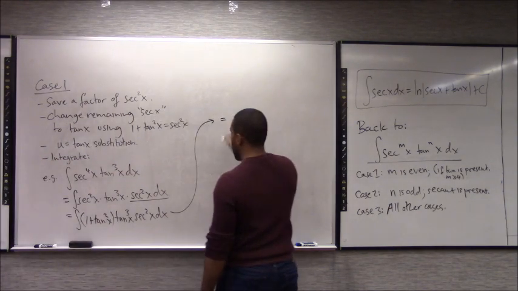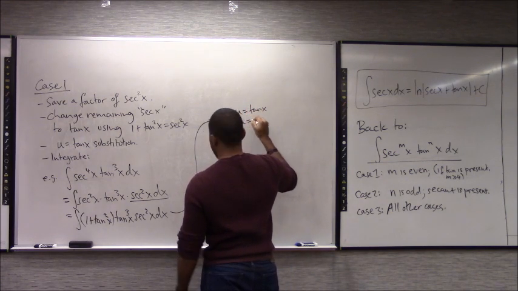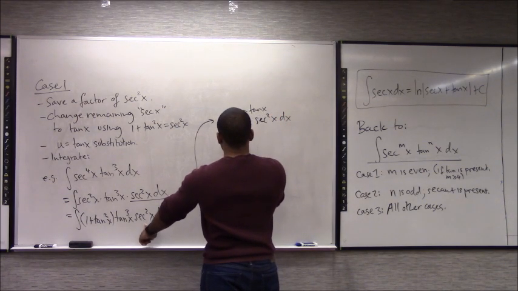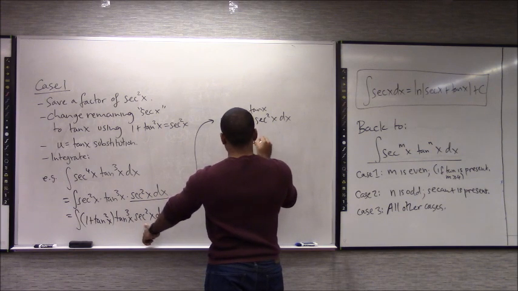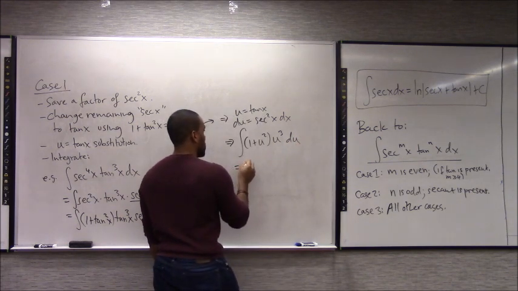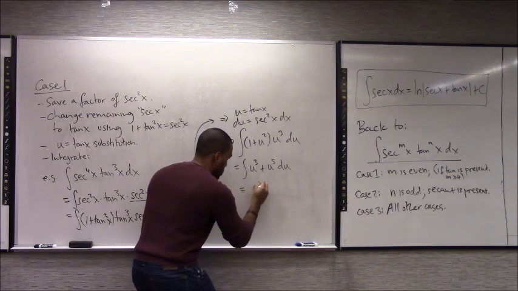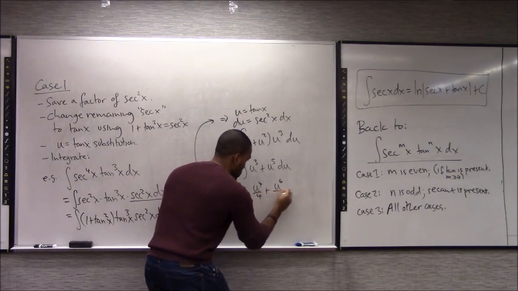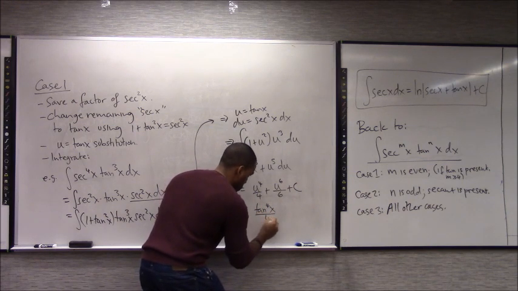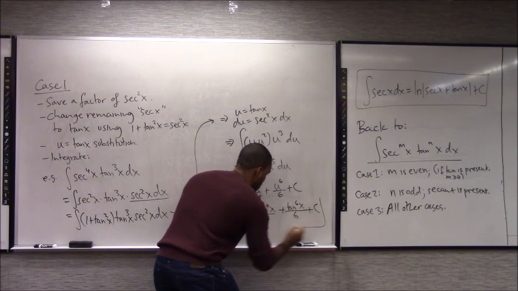Now, if I do u equals tangent, my du is going to give me that secant squared that I had saved over here. And the integral is going to just become, I'm just going to replace all those tangents with u's. So that's u cubed plus u to the 5th, and that's u to the 4th over 4 plus u to the 6th over 6 plus c. Tangent to the 4th x over 4 plus tangent to the 6th x over 6 plus c.